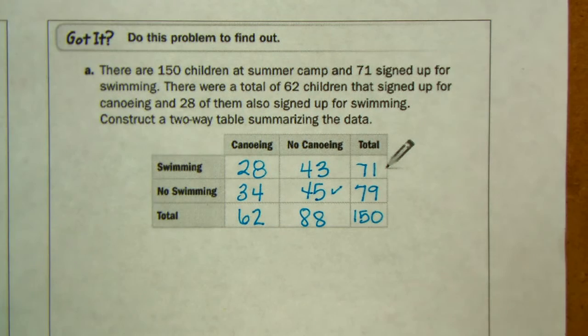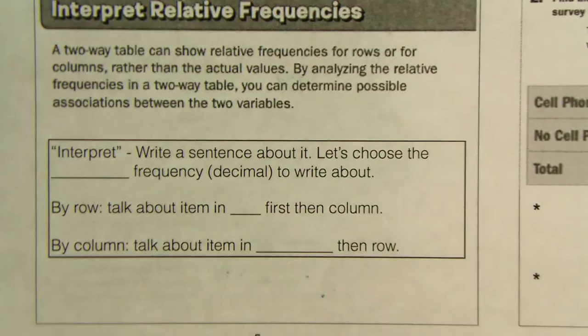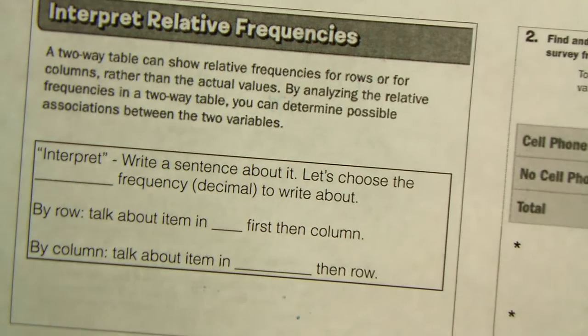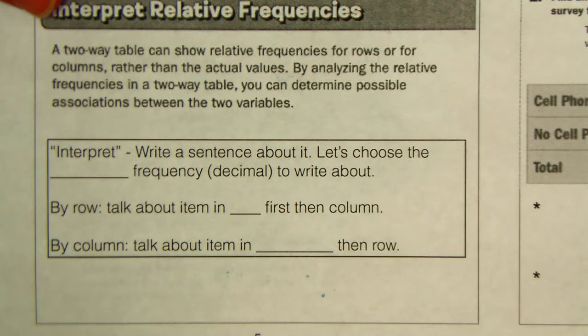All right, so what do we do with the two-way table after we have it? Well, if you turn your paper over, we're going to interpret what it means. Two-way tables can show us relative frequency for rows or for columns rather than actual values. So by analyzing the relative frequencies, you can determine possible associations. So interpret means to actually write a sentence and talk about it.